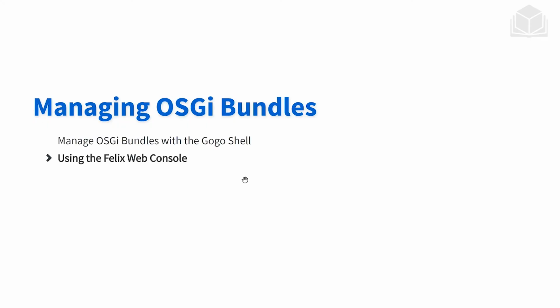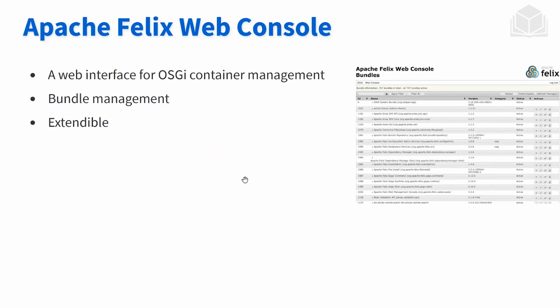With everything that we saw with the Gogo shell, we can also use another tool known as the Felix Web Console. Now the Felix Web Console functions very much like the Gogo shell. The only difference is that you have a full web console. You have a UI to work with. So rather than typing everything out within the Gogo shell itself, you can use this web console to do so. It is a bundle in and of itself that you're able to download, and it's extendable as well. So if you really want a full-featured console to be able to debug all of your OSGi bundles, you are able to extend the Felix Web Console.